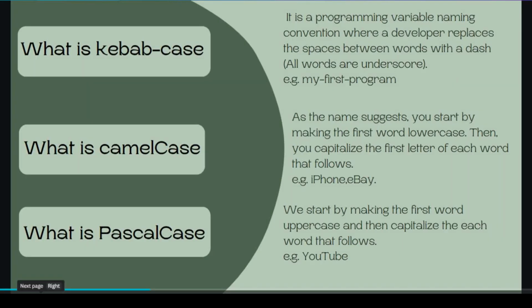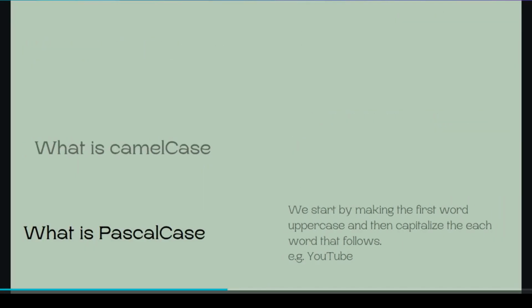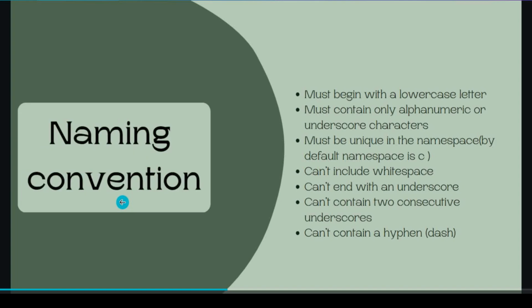Now the naming convention. So the first criteria is it must begin with a lowercase letter. Second is it should only contain alphanumeric or underscore characters. Third one is it must be unique in the namespace. So by default the namespace is c.